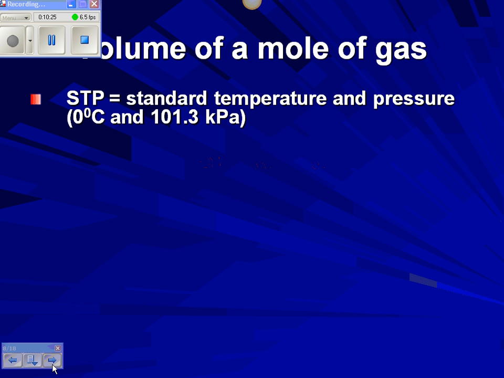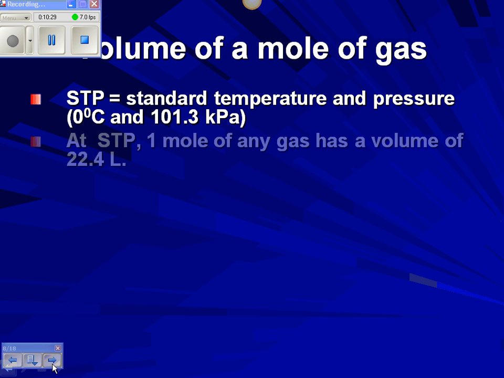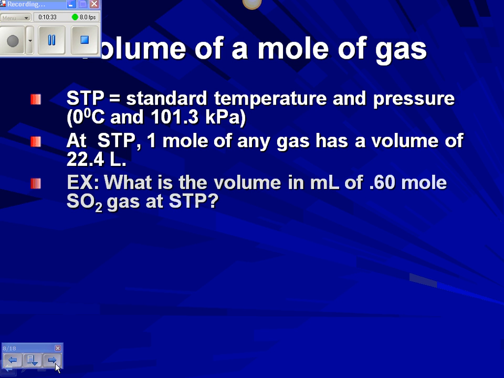Now, volume. Again, we're remembering that standard temperature and pressure is 0 degrees Celsius, 101.3. We're going to use our number of 22.4. So, real simple problem. It doesn't really matter what the gas is. Any gas is 22.4. So I have 0.60 moles of sulfur dioxide here.